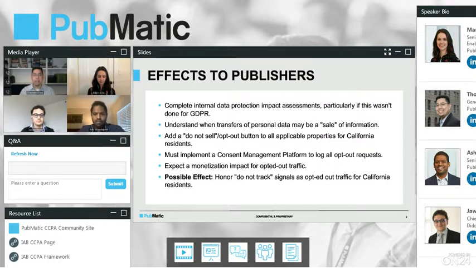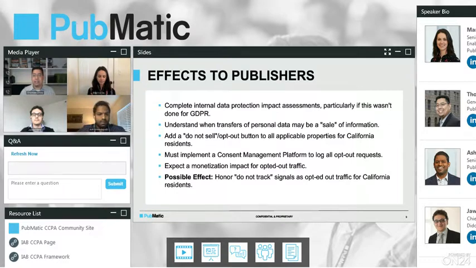Finally, you should expect a monetization impact. It's hard to predict the ultimate results, but this is something that you should be prepared for. CPMs, the cost per metric, for personalized ads where a bid request contains some sort of identifier, like a cookie ID, monetize on average 2 to 3 times higher than a bid request that does not have one. So for all your California traffic, expect some sort of effect.